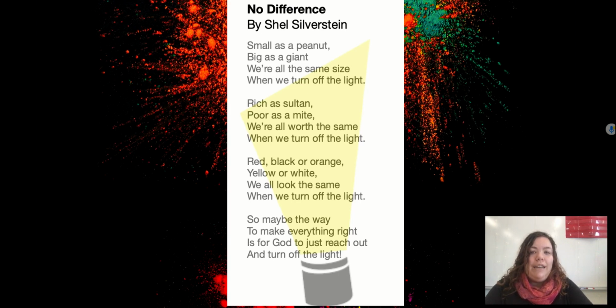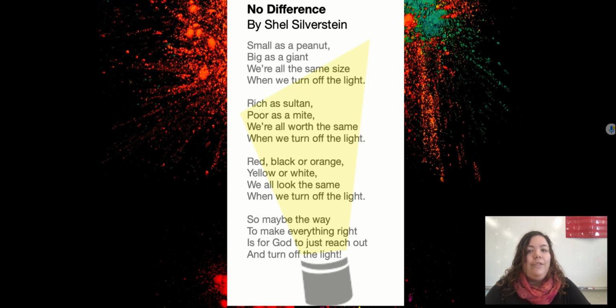We're all the same size when we turn off the light. Rich as a sultan, poor as a mite. We're all worth the same when we turn off the light. Red, black, or orange, yellow or white, we all look the same when we turn off the light. So maybe the way to make everything right is for God to just reach out and turn off the light.